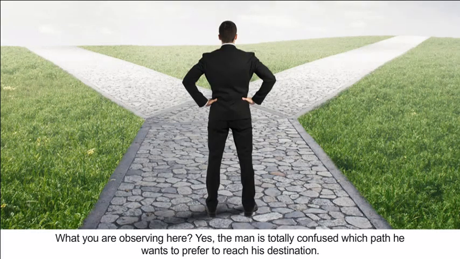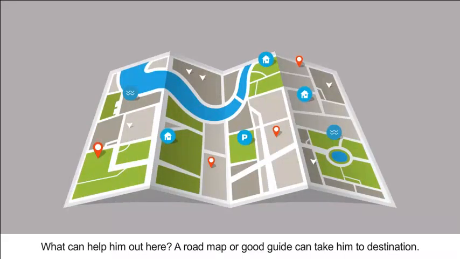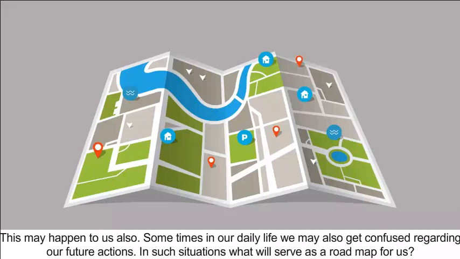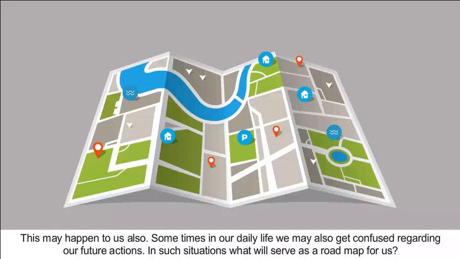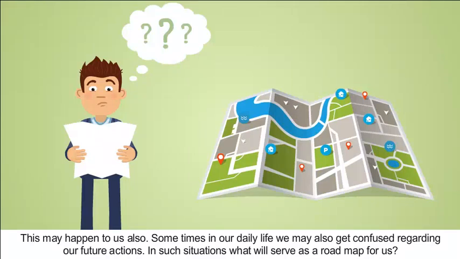What are you observing here? Yes, the man is totally confused about which path he wants to prefer to reach his destination. What can help him out here? A road map or good guide can take him to the destination. This may happen to us also. Sometimes, in our daily life, we may also get confused regarding our future actions. In such situations, what will serve as a roadmap for us?